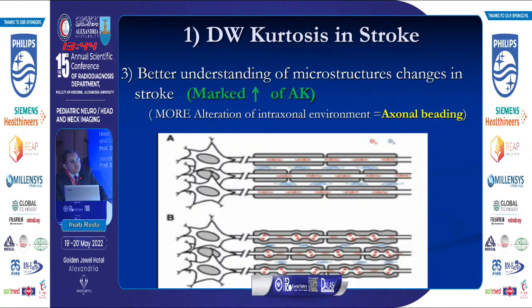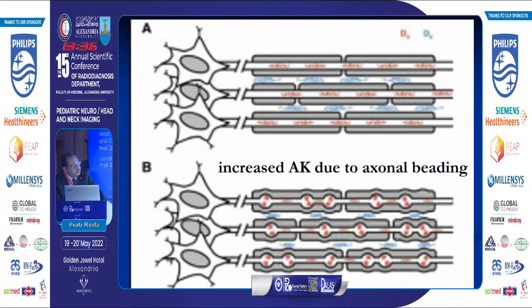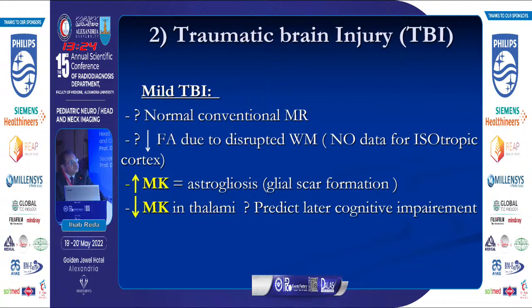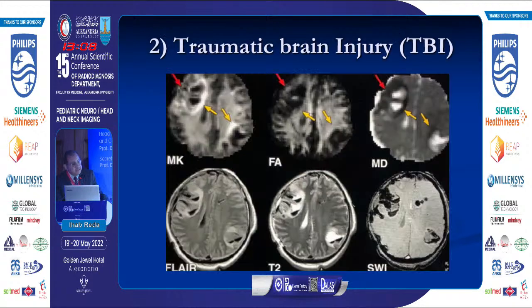Lastly, in stroke, there are microstructural abnormalities. These microstructural abnormalities are due to beading that occurs in the axons during stroke, and these are reflected by increased axial kurtosis. Another application is traumatic brain injury. Sometimes in traumatic brain injury, the conventional MR is totally normal, while in mean kurtosis, there are areas that are showing increase. Let us see an example.